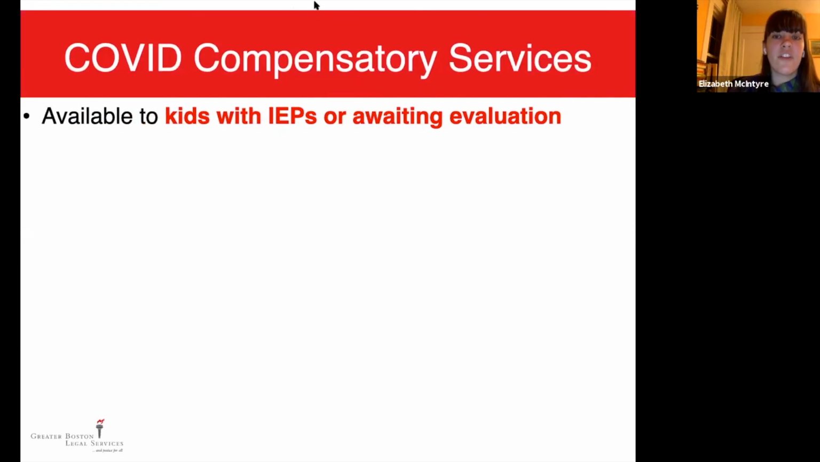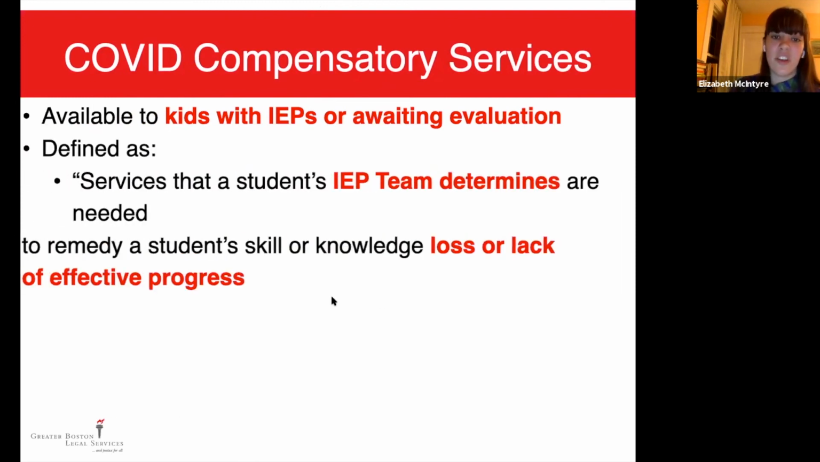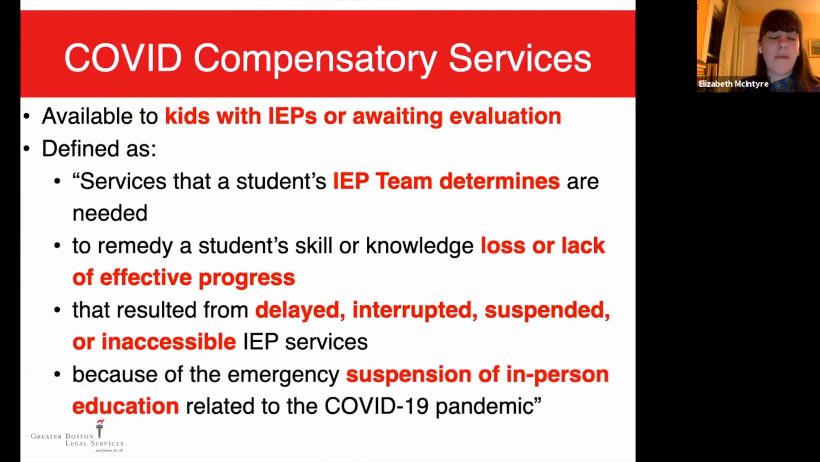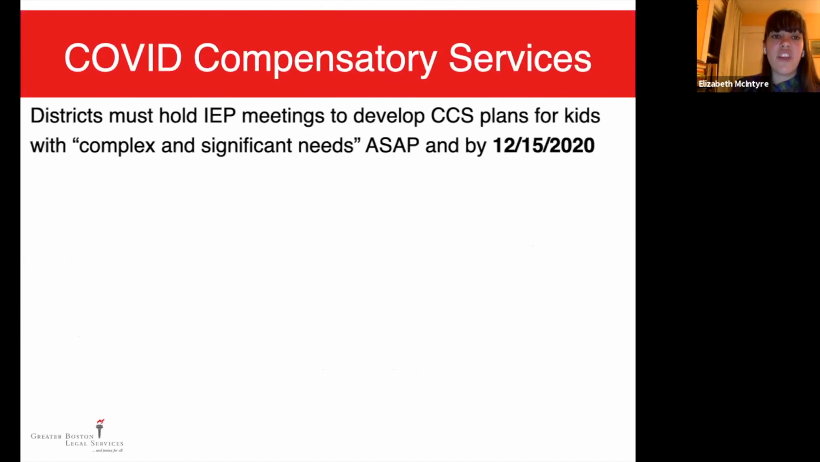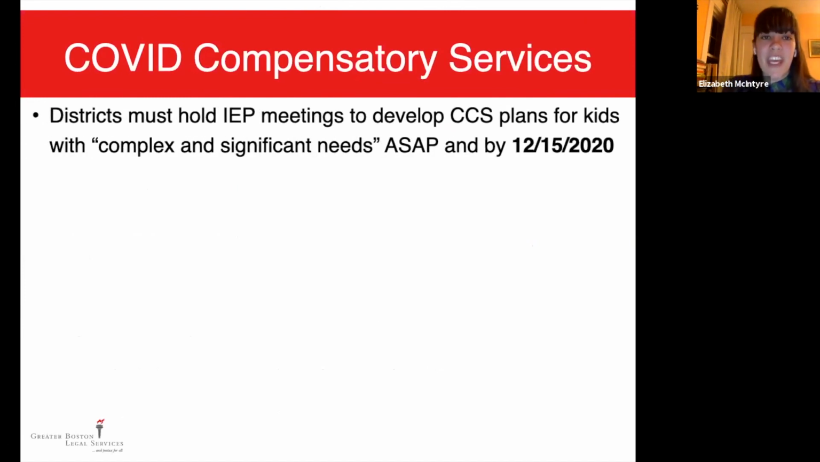Okay. So we do not have time to go through all of COVID compensatory services, unfortunately. Probably as the year goes on, we should come back and do a whole session on this. But I will basically say that this is to protect kids who have lost a lot of learning over the last 7-8 months. And a really important thing to know is that if your student is in this group of kids that Boston sometimes calls high needs or sometimes calls high priority for in-person learning, the state calls them kids with complex and significant needs.